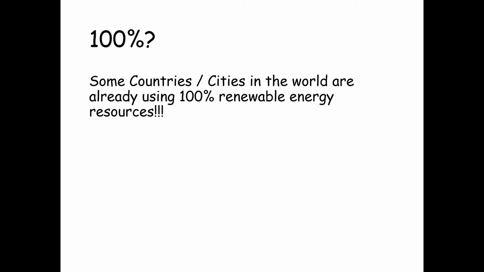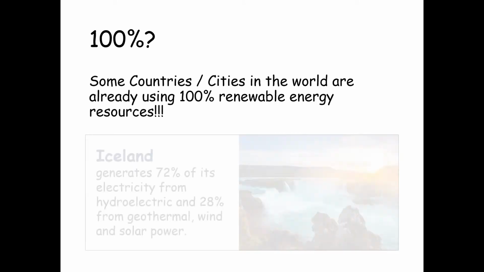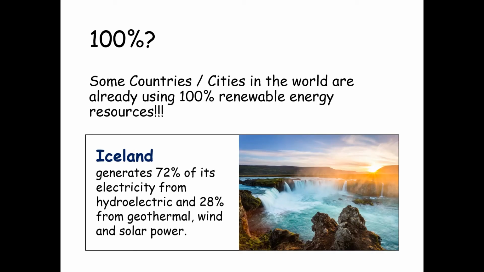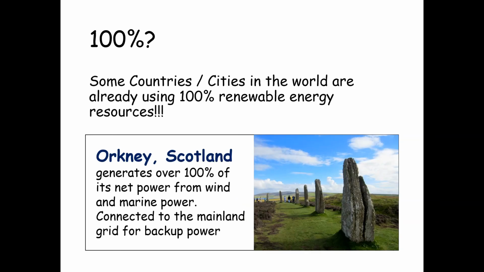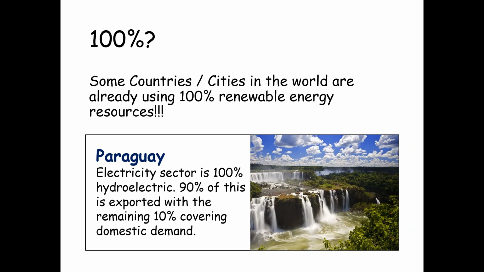Some countries actually are almost 100% renewable. Iceland generates 72% of its electricity from hydroelectricity, and geothermal is 28%. Some islands, for example Orkney in Scotland, generate over 100% of its power from wind. And Paraguay, again, is a country that produces almost all of its energy from renewable sources. So some countries are doing much better than others in this sense.